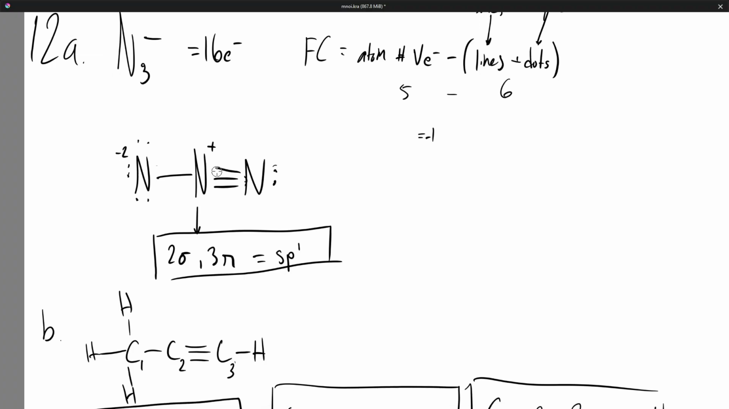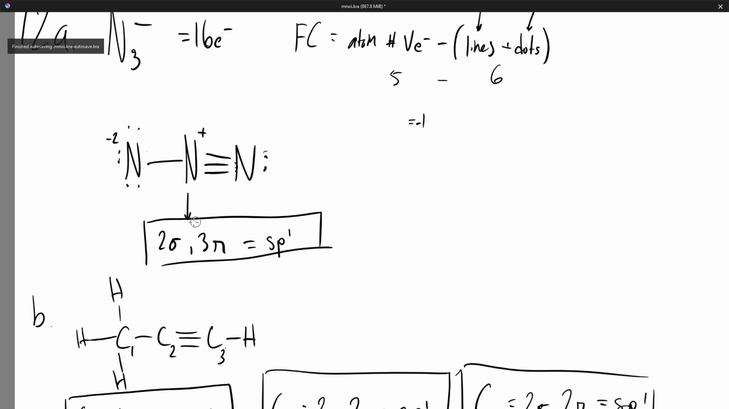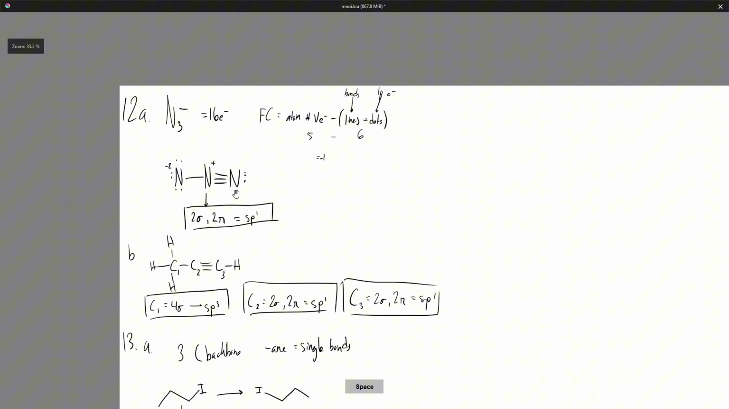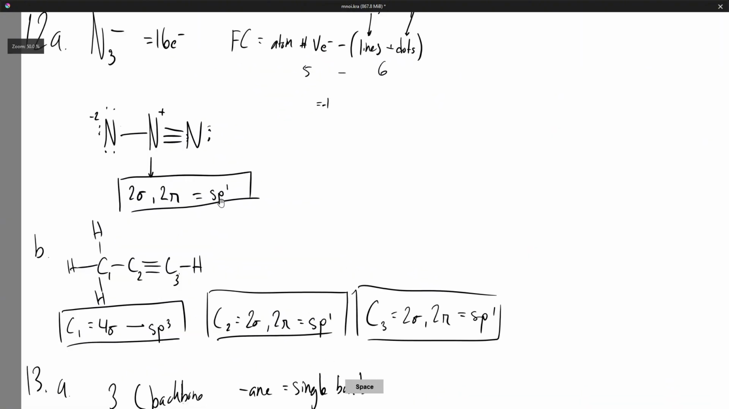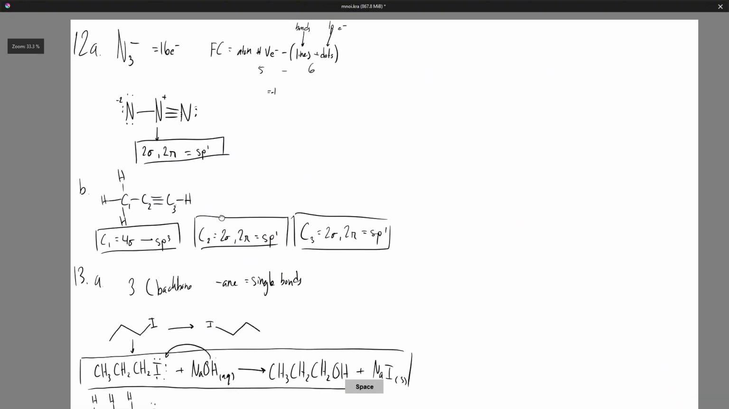So regardless, it stays the same. There's still 2 sigma bonds right here. So the hybridization doesn't change. But the number of pi bonds does. It's just 2 now. So sorry about that. I think that should be all for the errors.